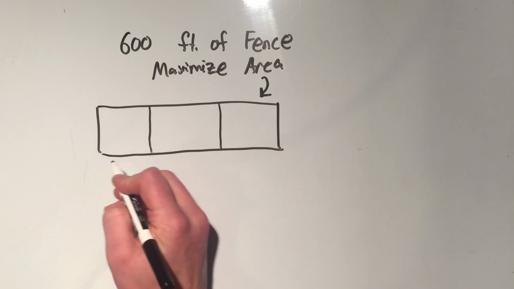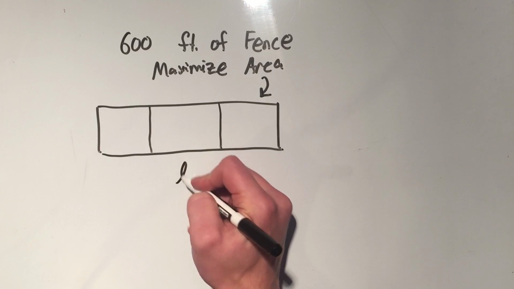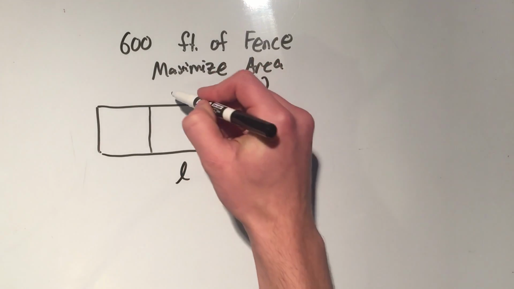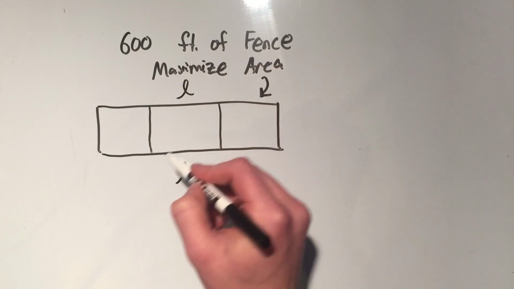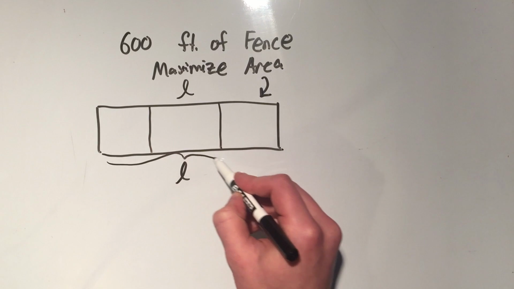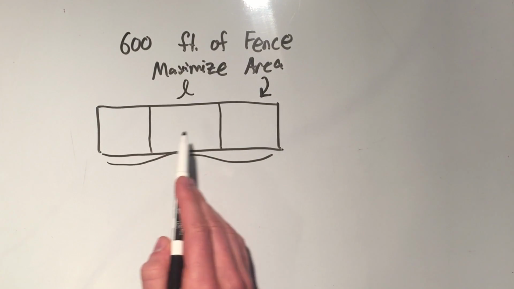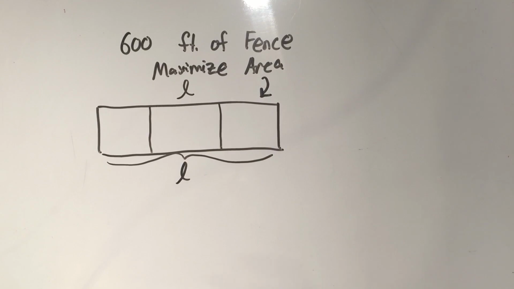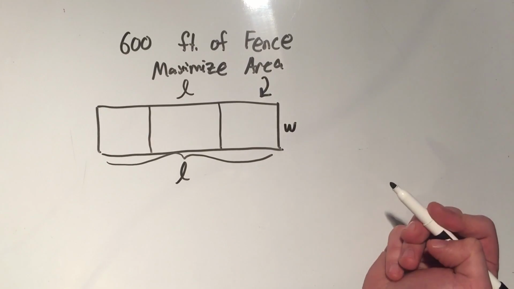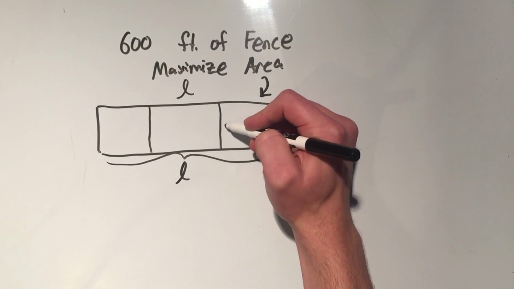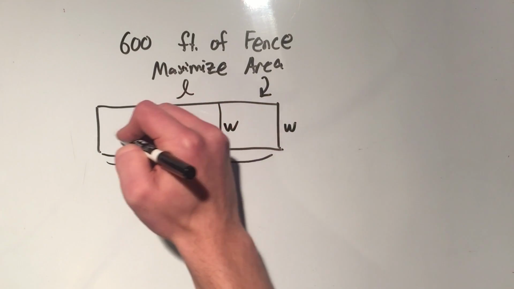Now, I'm just going to call this whole side L for length. And if this is symmetrical, and I'm assuming it's symmetrical, then the other side is also going to be of length L. And then I've got four pieces in here, and I'm just going to call them W for width. And again, if these are symmetrical, these are all W's.